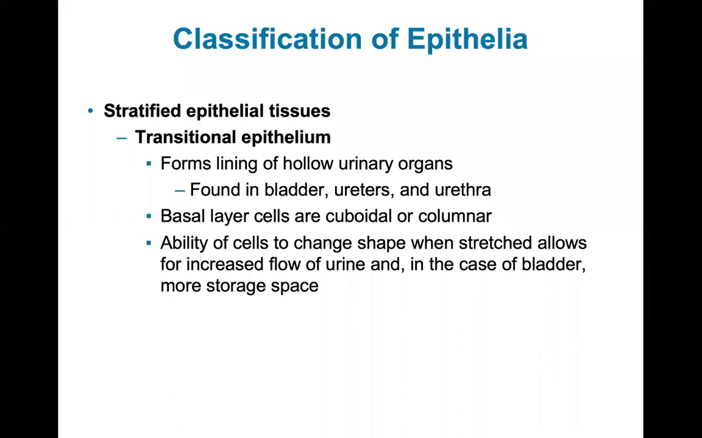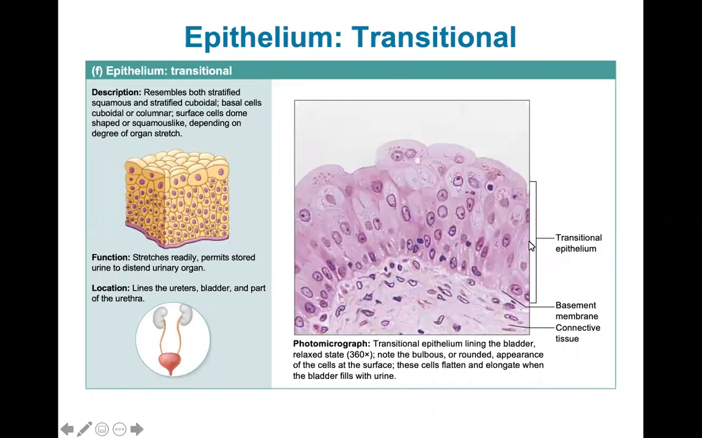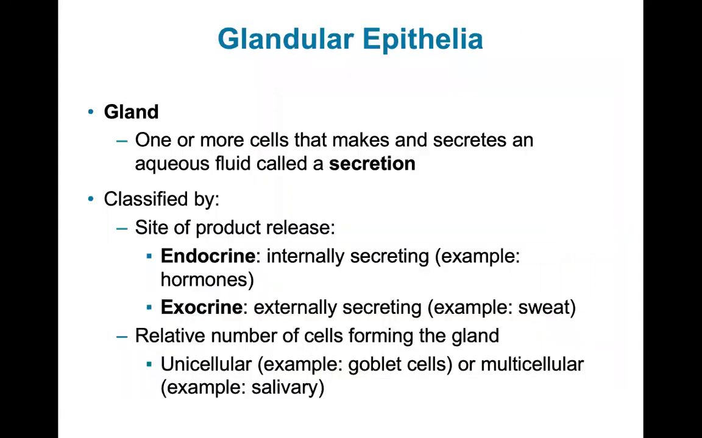And what happens is your bladder expands as it fills up. Same thing when you're urinating, the urethra will expand out as urine is flowing through. But even the ureters will expand as urine travels from the kidneys to the bladder for storage. And typically what you have are nice cuboidal cells at the basal layer and then these dome-shaped cells at the apical layer. Okay, that's typically what we see as the structure for this transitional epithelium.